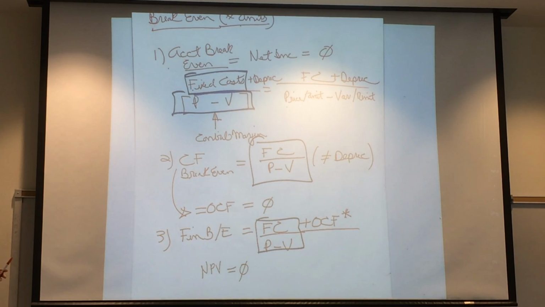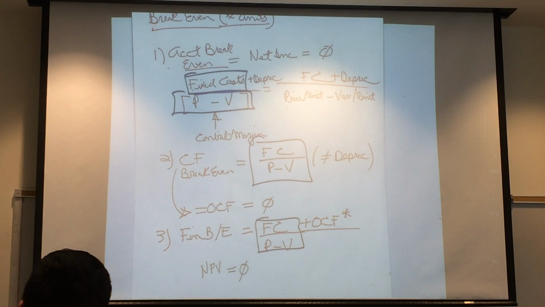The financial break-even, that's where net present value equals 0. If you get one like this on the final, it takes a lot of time to calculate it. I will come back to it. That's fixed cost plus OCF*, operating cash flow asterisk, over P minus B. That's where NPV equals 0.